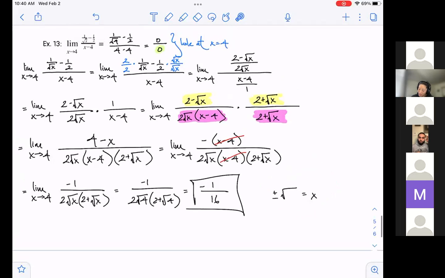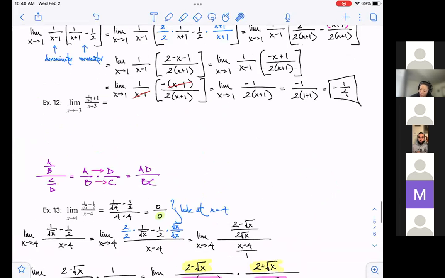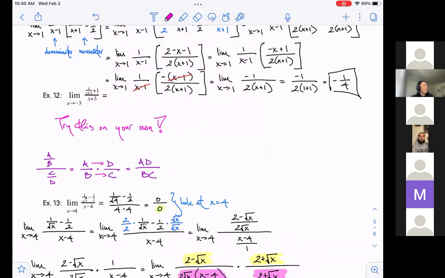All right. So then for example 12, again, I will leave a try this on your own, right? And I think example 12 should be more in line with example 11, so more of an appropriate test level question, if you will, than number 13, okay?